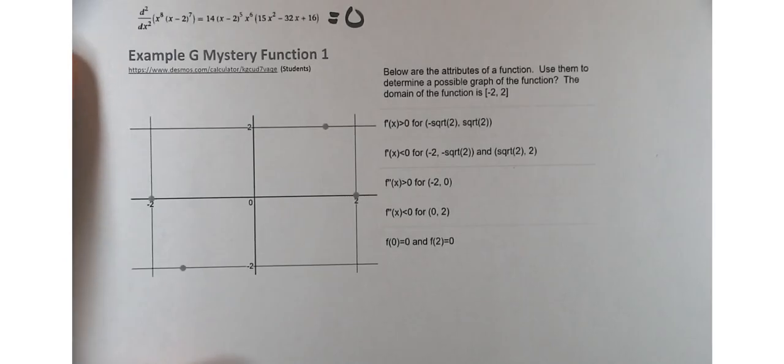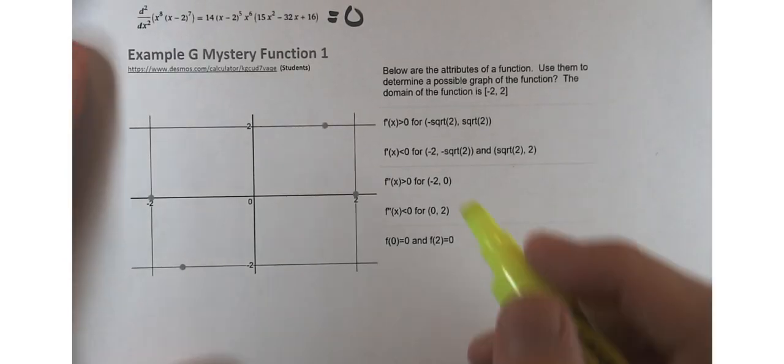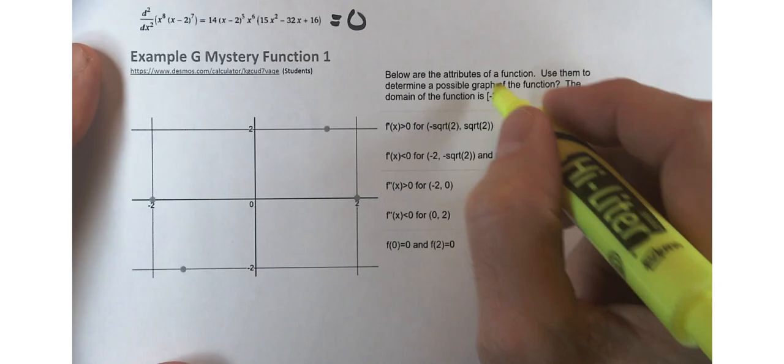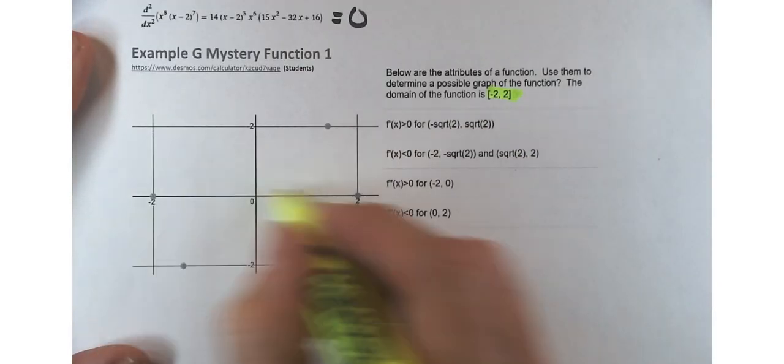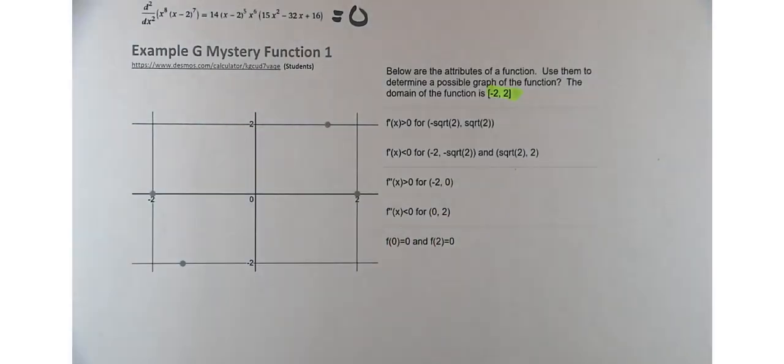In any case, you should always start by looking at the domain. The domain of this function is -2 to 2. So it's just here. That's it. That's as far as this function is defined.